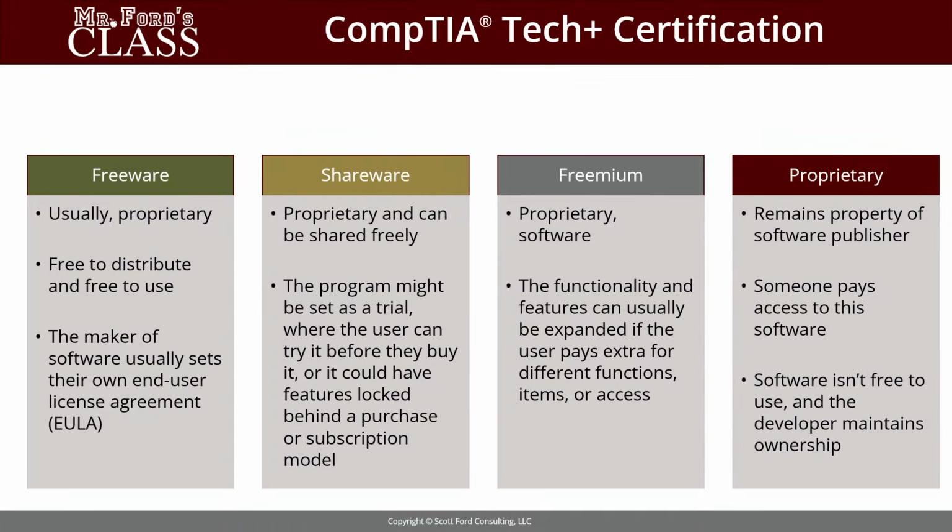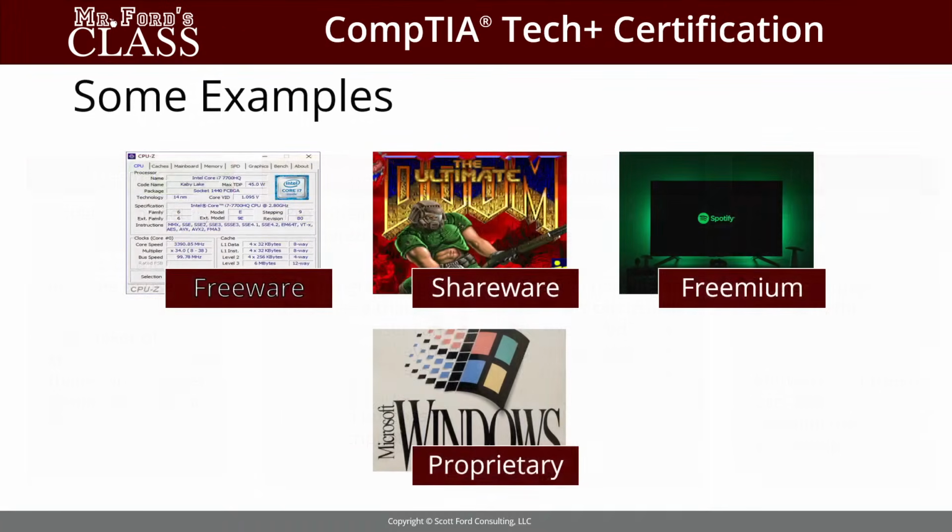And then, of course, you have proprietary. Proprietary means property of software publishers. Someone pays for access to the software. Software isn't free to use, and the developer maintains ownership of it. So here are some common examples that you might be aware of. A good example of freeware, like I said earlier, is CPU-Z, while a classic example of shareware is Doom. That's how it got out there back in the day. Freemium, for example, would be Spotify, where you can have your free access, but if you want extra access, then you've got to pay for it. And then, of course, you have proprietary, which is Windows.